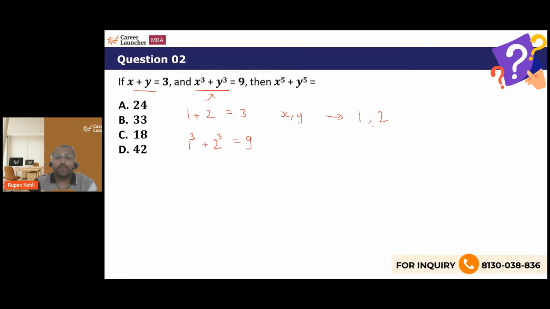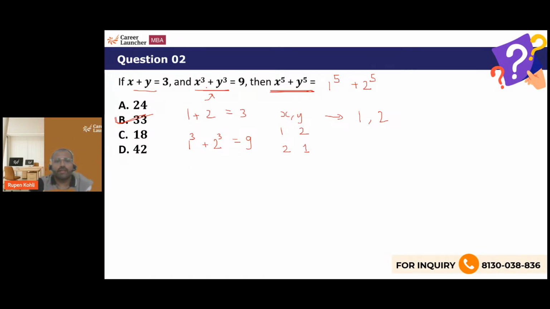whereby which one is which, I don't know. Maybe x is 1, y is 2, or the other way around, it could be x is 2 and y is 1. But any which way, 1 and 2 are the numbers. Therefore, whatever be the order in which x and y are taking these numbers, I can always say x power 5 plus y power 5 is 1 power 5 plus 2 power 5, which is 1 plus 32. So the answer is 33, right? So in this way, sometimes number identification is required in algebra, right? Obviously, the algebraic method is complicated.